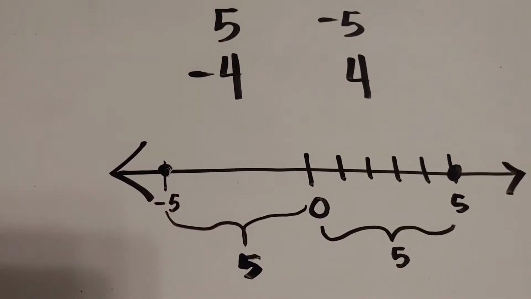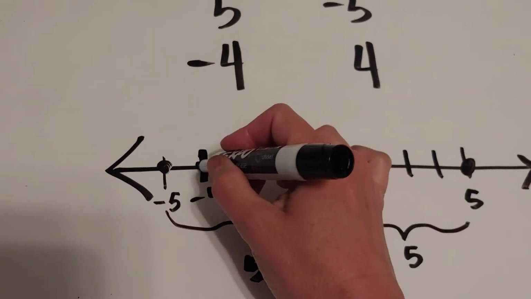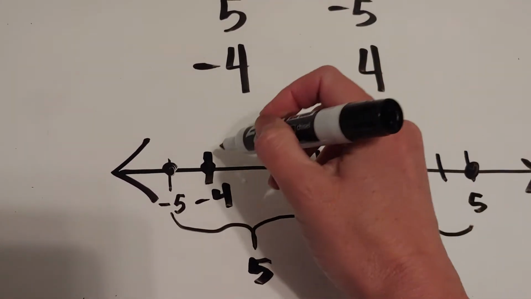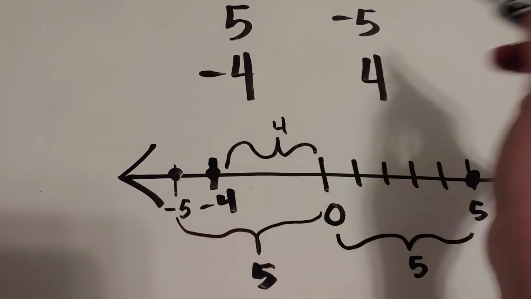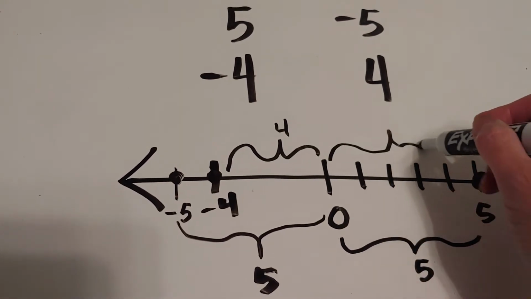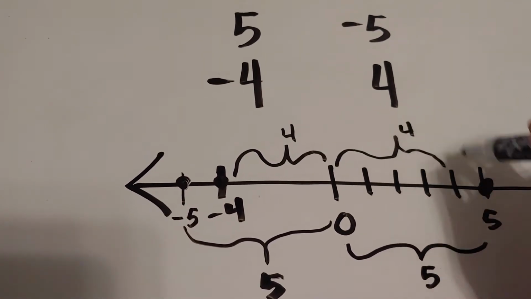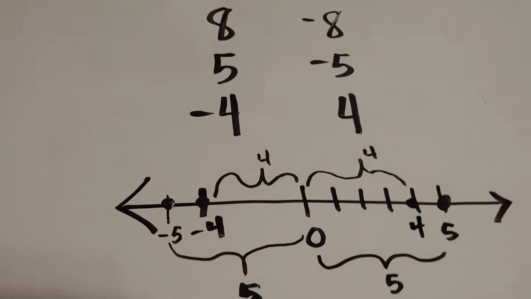That definition definitely works, because if I had the number -4 and I asked, what number is the opposite of -4? Well, -4 is a distance of 4 from 0. What other number is a distance of 4? That would be 4, +4. So that is one way to show opposites.